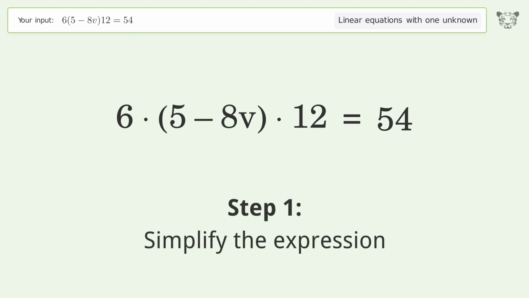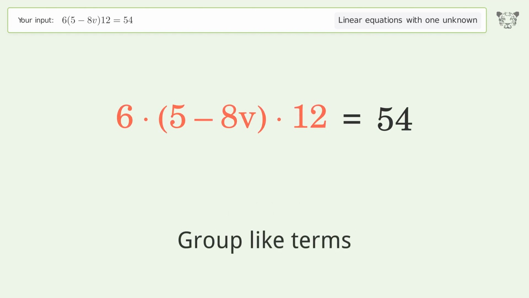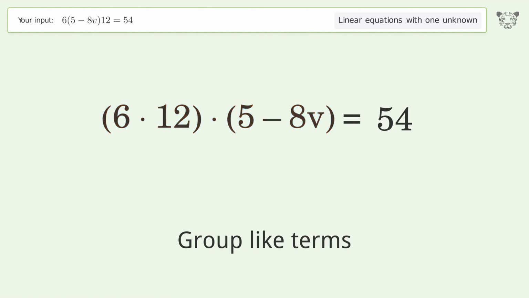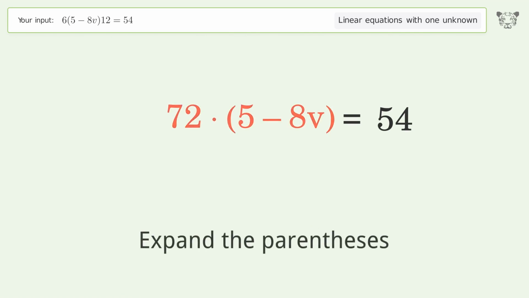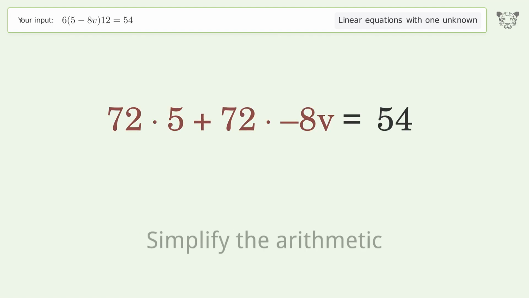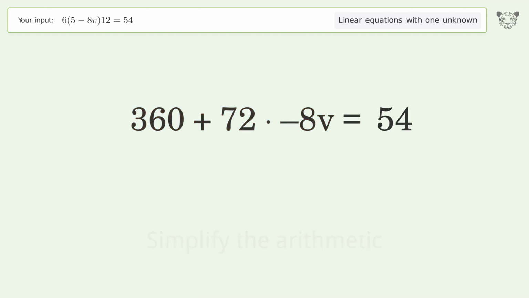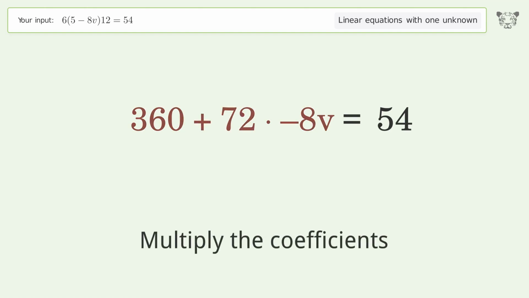Simplify the expression. Group like terms. Multiply the coefficients. Expand the parentheses. Simplify the arithmetic. Multiply the coefficients.